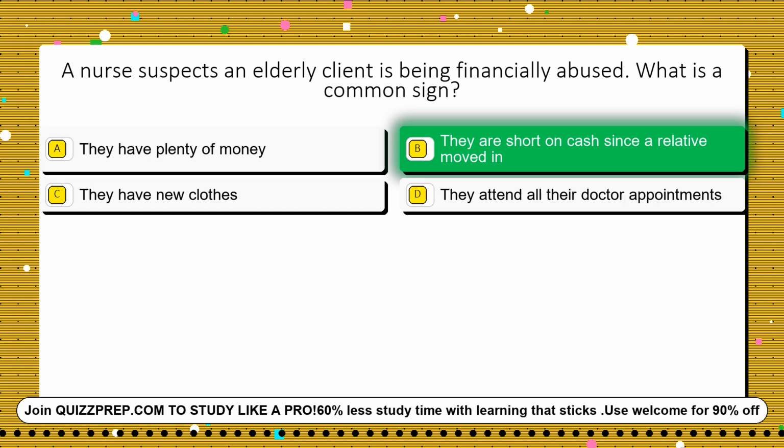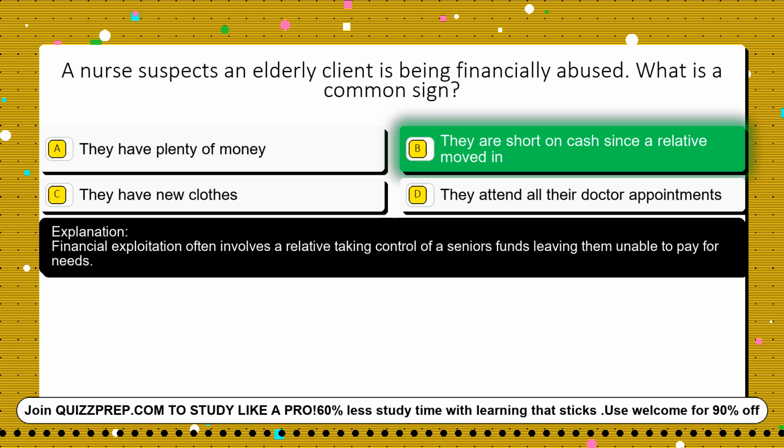The correct answer is option B. They are short on cash since a relative moved in. Financial exploitation often involves a relative taking control of a senior's funds, leaving them unable to pay for needs.